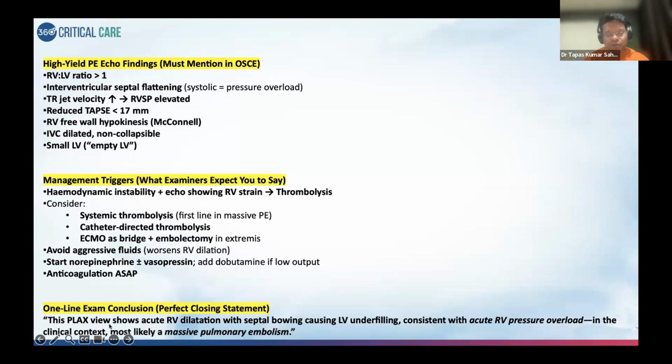And if you are answering so confidently like this, and along with the management trigger, why you are thinking of going for thrombolysis, you will get, I would say, a platinum medal rather than only a gold medal.